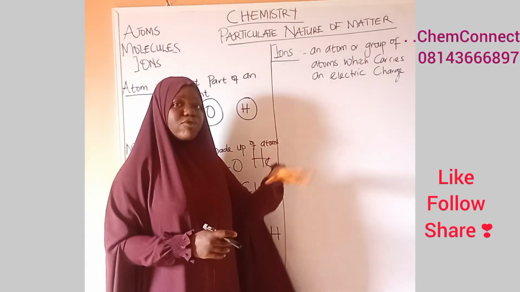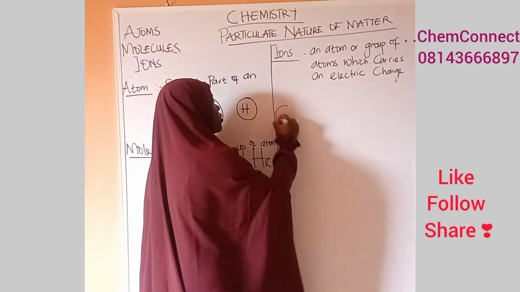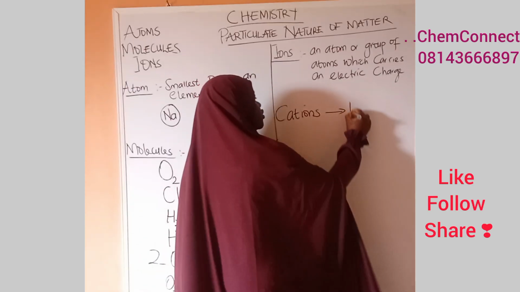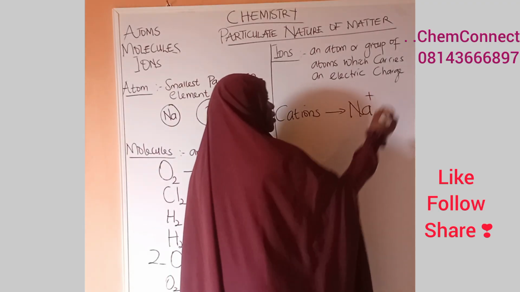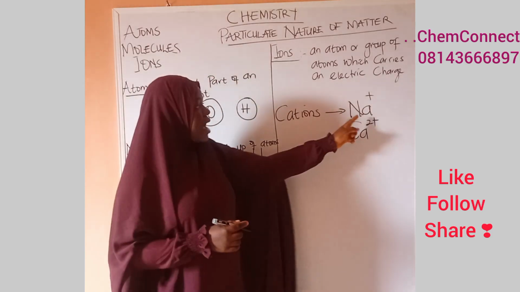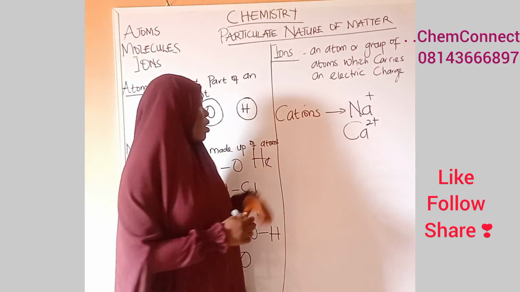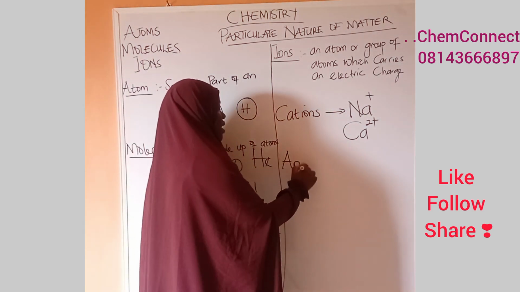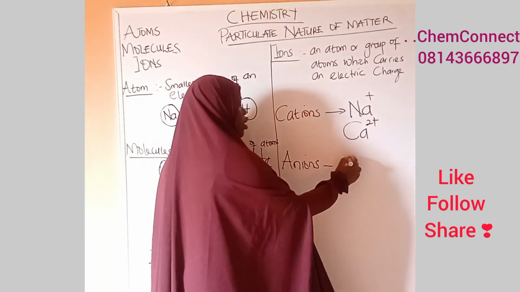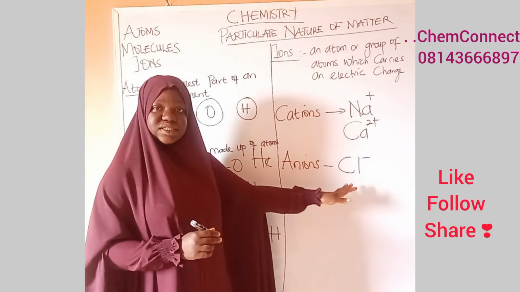Now these ions are grouped into two. We classify them as cations. Cations are those that have positive charge. An example is sodium, Na+, and calcium, Ca2+. These are cations. An atom of an element that carries positive charge is called a cation, while an atom of an element that carries negative charge is called an anion. For example, chlorine, Cl minus, is an anion.